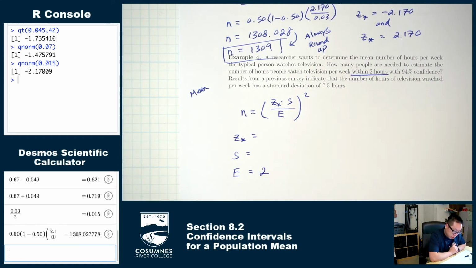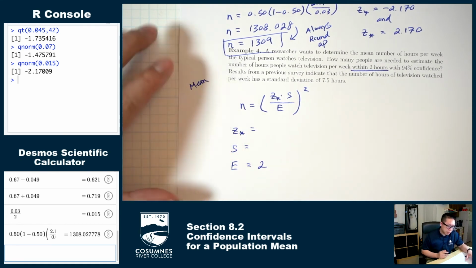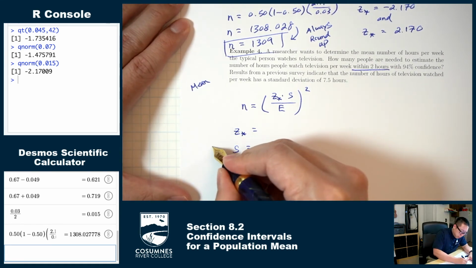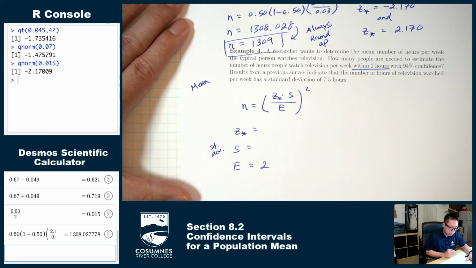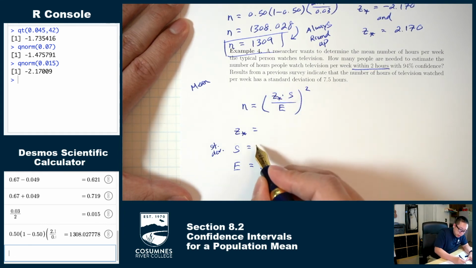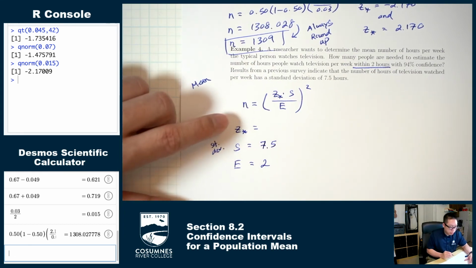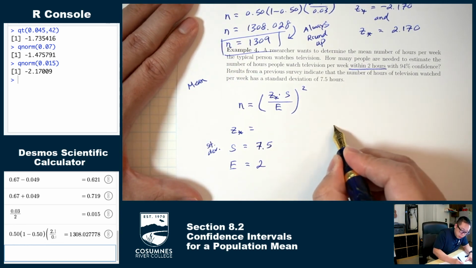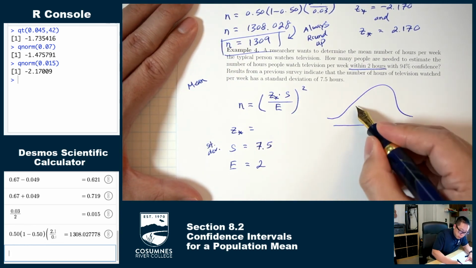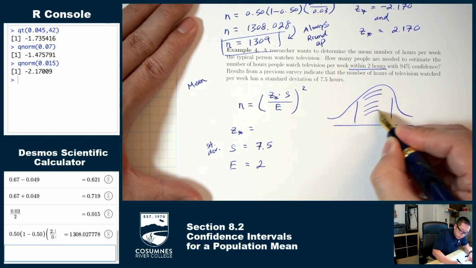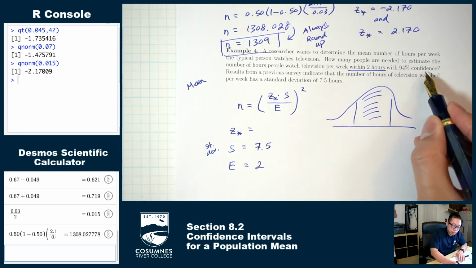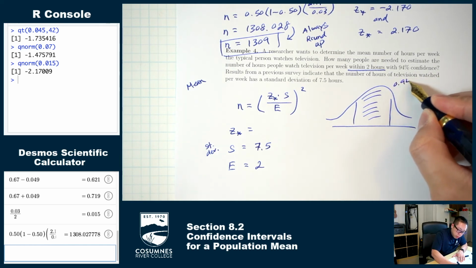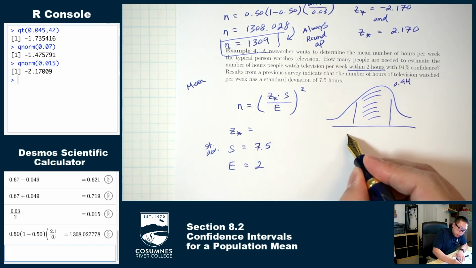The next easiest thing here is going to be S. S stands for the standard deviation. The standard deviation, they tell you in the problem, is going to be 7.5. And then Z star. Z star comes from this picture. The area in the middle refers to the confidence level. What confidence level are we shooting for here? 94% confidence, so 0.94. And then we're looking for a Z star.